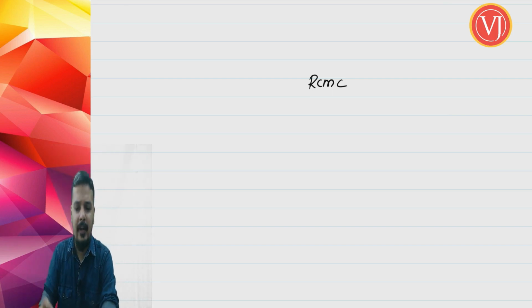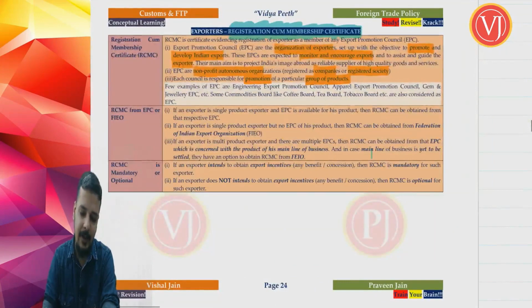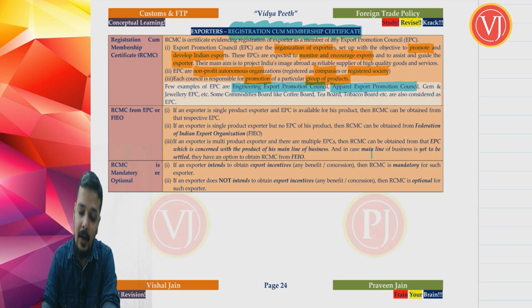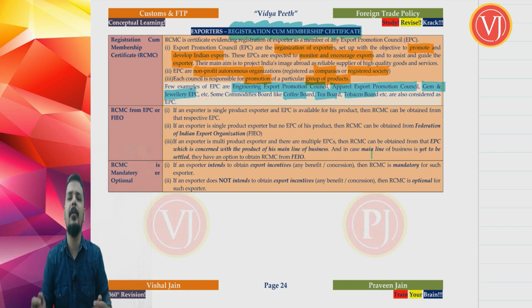particular, if I am an exporter dealing with a particular product, and if I have a respective export promotion council, say for example, for engineering products, you have a particular export promotion council called the Engineering Export Promotion Council. For apparels, you have the Apparels Export Promotion Council. For the gems and jewelry sector, you have the Gems and Jewelry Export Promotion Council. For tea and coffee, you have the Tea Board and Coffee Board. For tobacco, you have the Tobacco Board, which will be considered export promotion councils. These are certain examples of your export promotion councils.